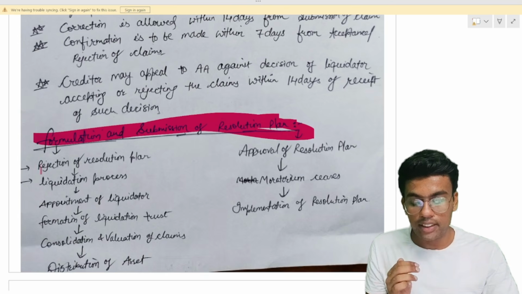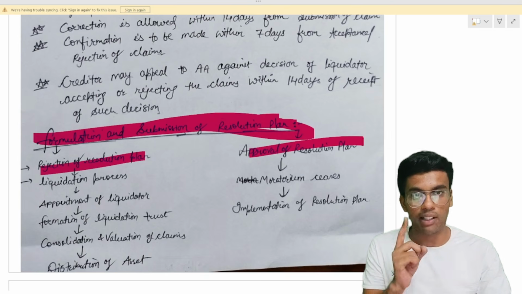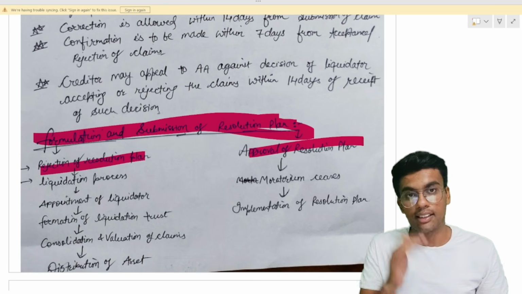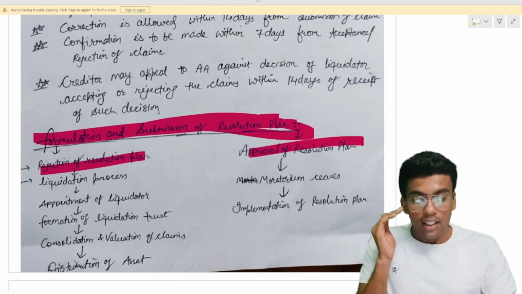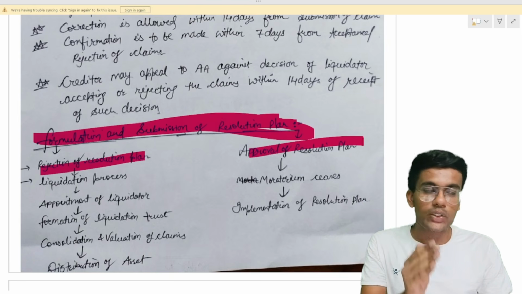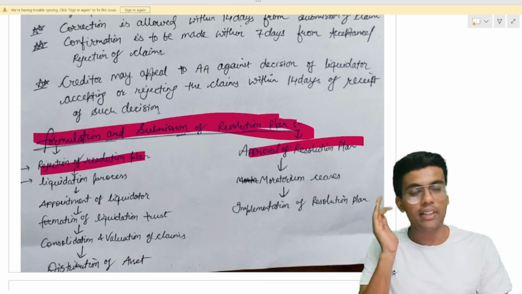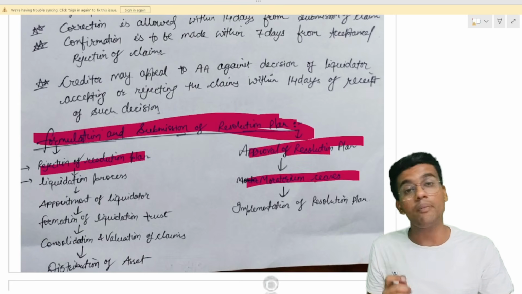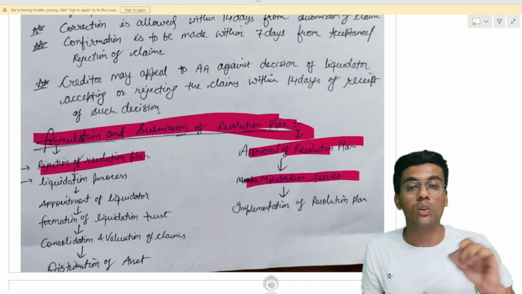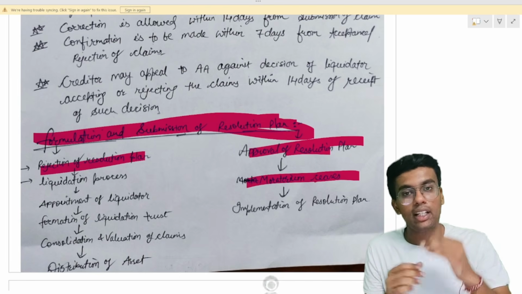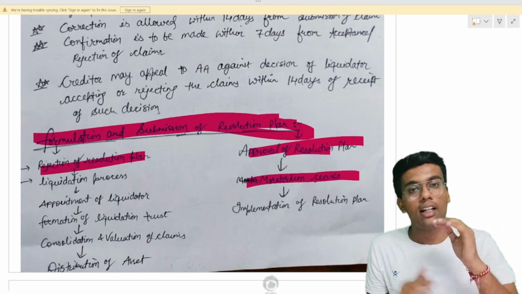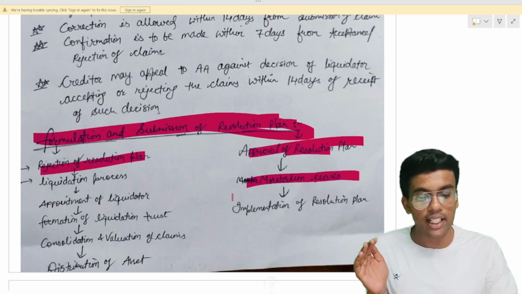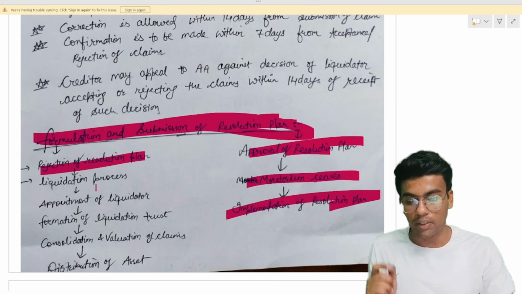Now, there is a rejection of resolution plan. There is approval of resolution plan. We have submitted the resolution plan within 180 days, the timeline we discussed earlier, right? Within 180 days you submitted the resolution plan, the adjudicating authority may either accept it or reject it. If they have accepted the resolution plan, in such a case, the moratorium period, the calm period during which any legal suit or any kind of legal action cannot be undertaken, all those will be kept in abeyance. That period will cease, and there will be implementation of resolution plan.